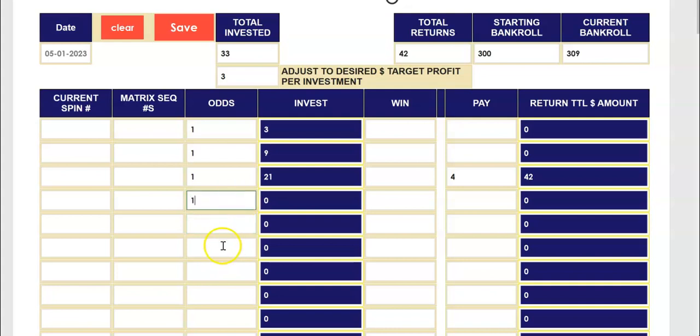Look at what your next bet would have been. Only three. So don't write this down. And if you put 2 to 1 here, this number changes. It's just not 21. So let's get that out of the way.